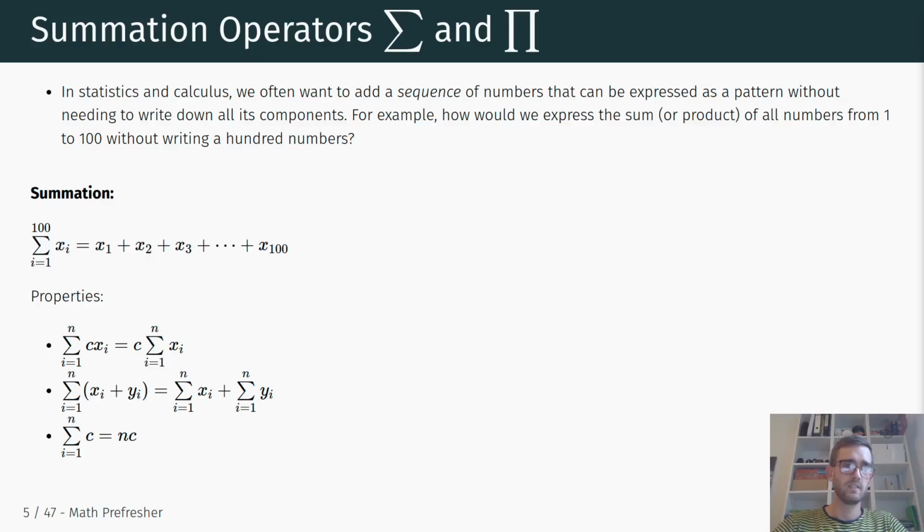We have the sum operator right here with an index running from i equals 1 to 100 of all elements xi, and this basically just stands for a sum with 100 elements of x1 plus x2 plus x3 all the way up to x100. And whenever we have a sequence like that, there are a couple of properties that we should keep in mind.